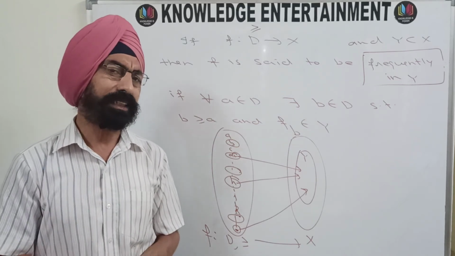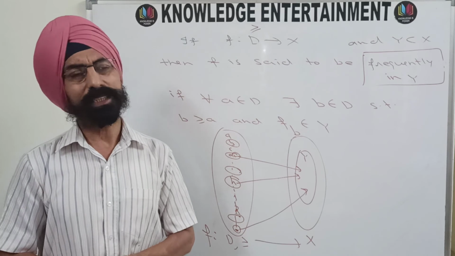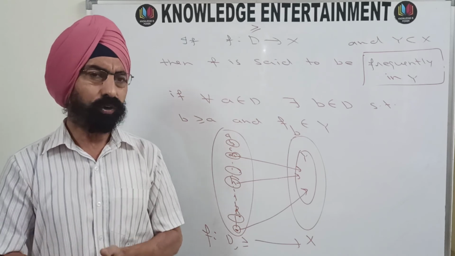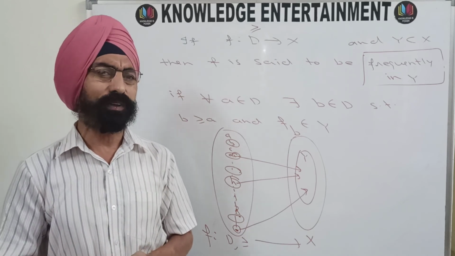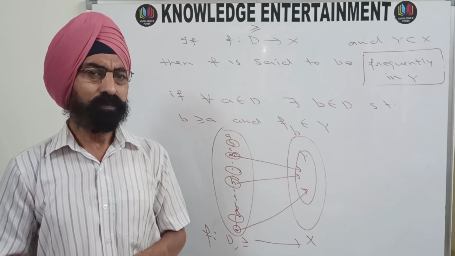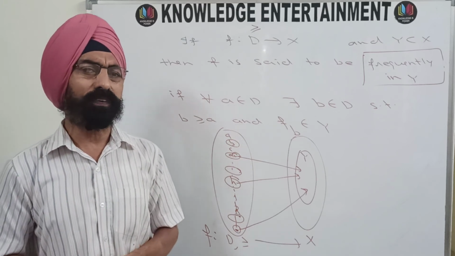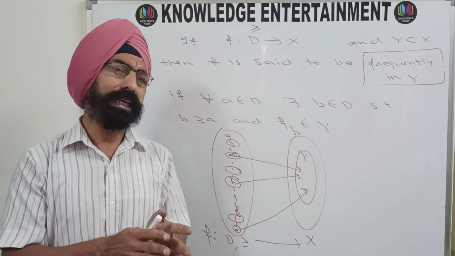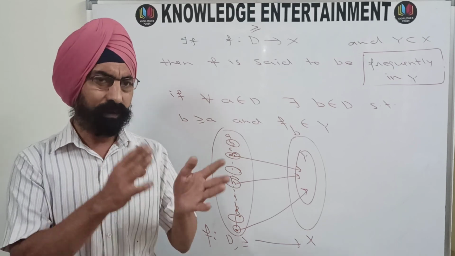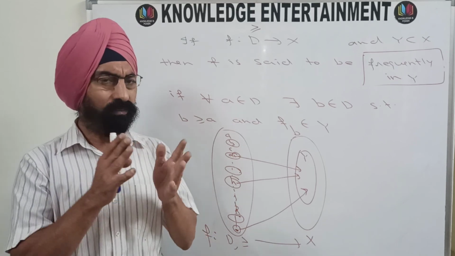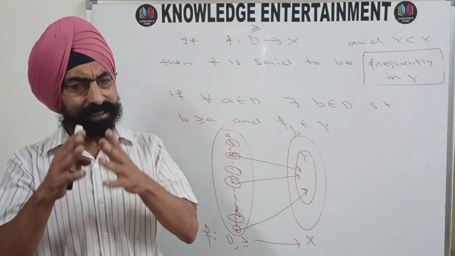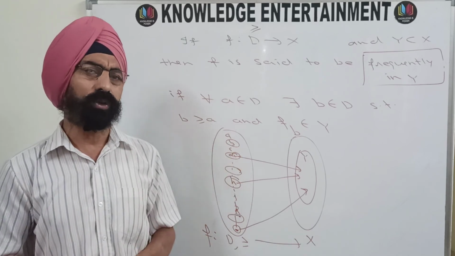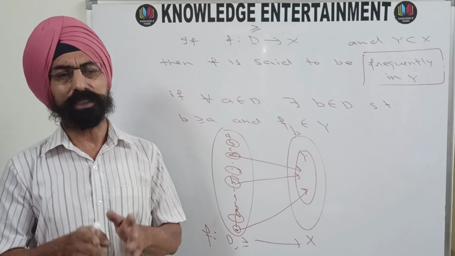So three things. First of all, what is a net? Secondly, what is the basic difference between net and sequence? And thirdly, if Y is a subset of X, when will F be in Y? When will F be eventually in Y? When will F be frequently in Y? These are the things we have understood in this video. And I am going to stop this video here.